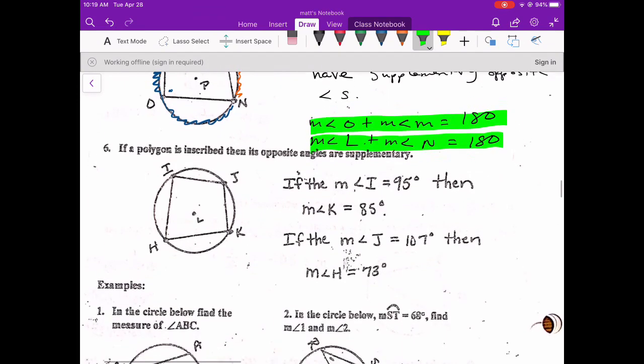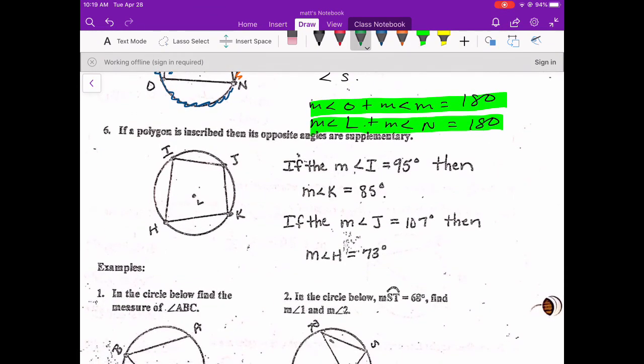Okay, so what we've got here is the measure of angle I is 95, so that's this angle here. Okay, then the measure of angle K is 85. And the directions are, if the polygon is inscribed, then its opposite angles are supplementary. So this is just basically making sure that 95 plus 85 is equal to 180 degrees. Is that a true statement? Yes, it is. 95 plus 85 is 180 degrees. So that checks out. That works. That's what's supposed to be happening.